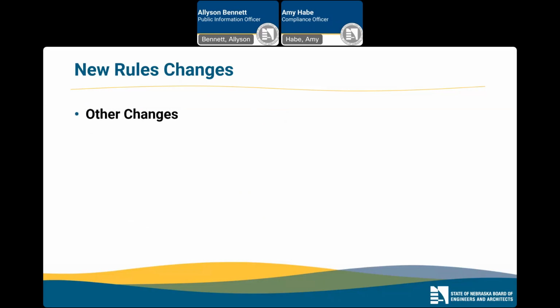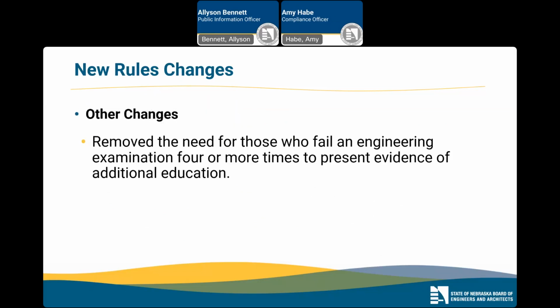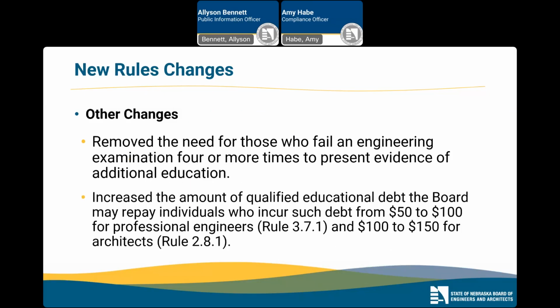So a few other changes that were made. We removed the need for those who fail an engineering exam 4 or more times to present evidence of additional education. Additionally, we increased the amount of qualified educational debt the board may repay individuals who incur such debt from $50 to $100 for professional engineers, which was updated to Rule 3.7.1, and $100 to $150 for architects, which was Rule 2.8.1.